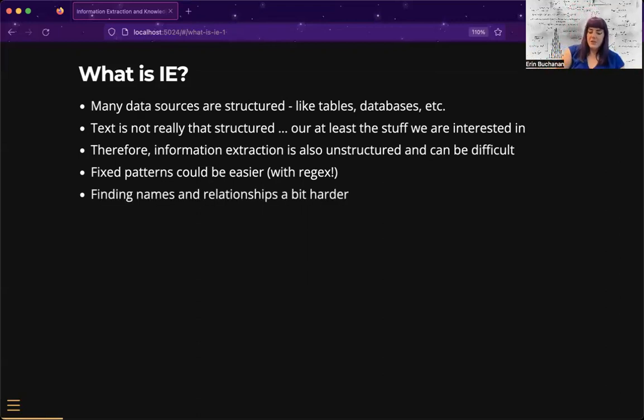Finding names and relationships between items is a lot harder, because you have to first understand the idea of extracting a proper noun, like a name, but then also extract the relationship to that name in another place in the text.